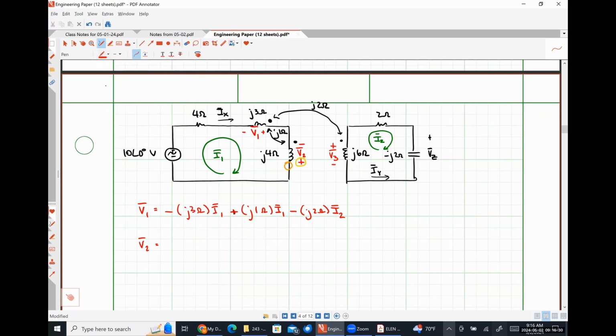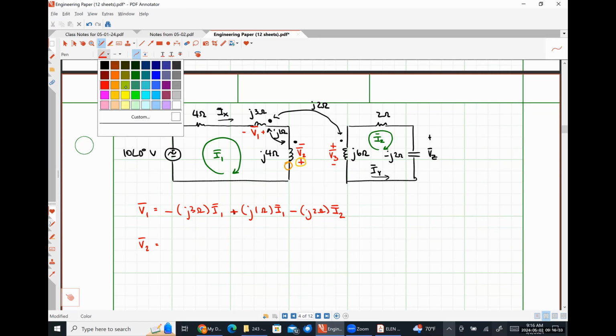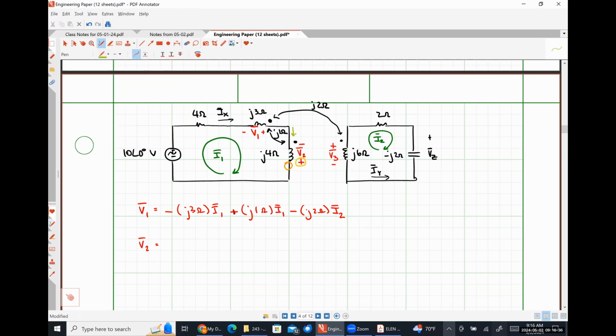So our current I1, as it flows around its clockwise path, flows into the dotted terminal of coil 2. So what should the sign be for our self-induced term for the voltage V2? Negative, because the voltage positive polarity terminal is at the not dot and the current is flowing into the dot. Absolutely right, negative. So this is going to look like negative J4 ohms times I1.